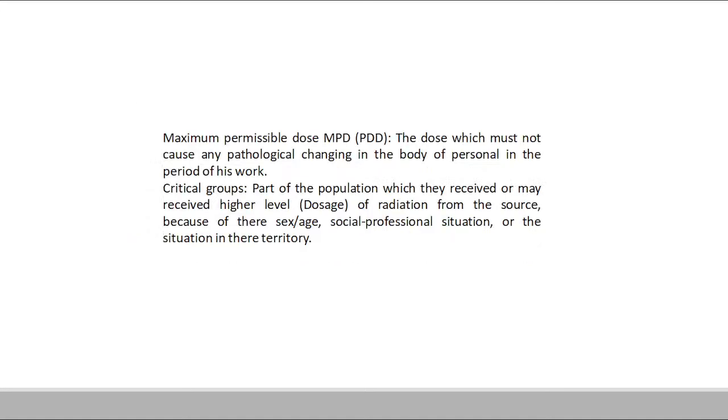Maximum permissible dose: a dose which must not cause any pathological change in the body of personnel in the period of this work. Critical groups: part of the population which received or may receive a high level dosage of radiation from the source because of their age, social professional situation or the situation in their territory. Where they live, where they work, it depends on a lot of factors.